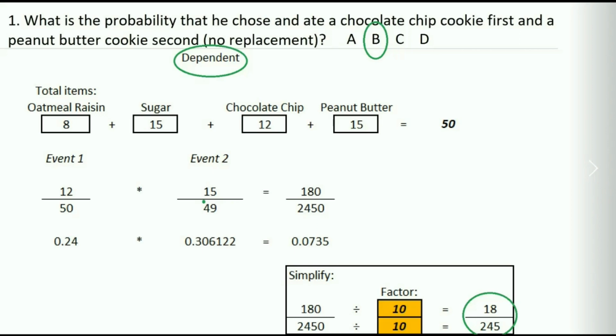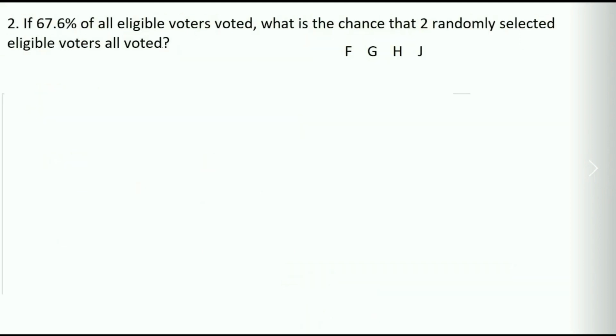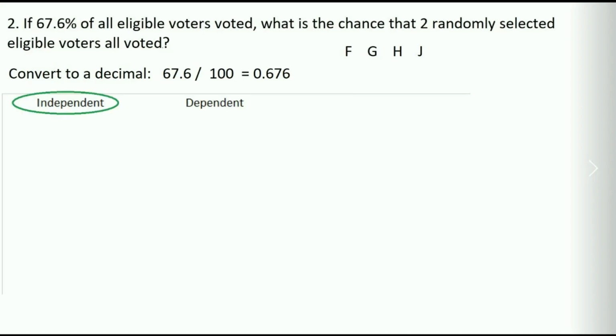All right, moving on to number 2. Number 2 says if 67.6% of all eligible voters voted, what is the chance that 2 randomly selected eligible voters all voted? So, if you're looking at the pool of all the voters, and these are just the people who are eligible to vote, and 67.6% are polled, we are not going to hold the people hostage who actually answer the poll. So this event is actually going to be an independent event.